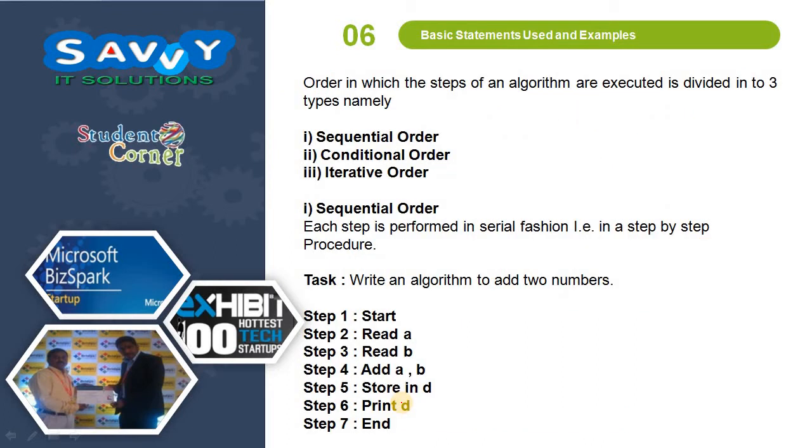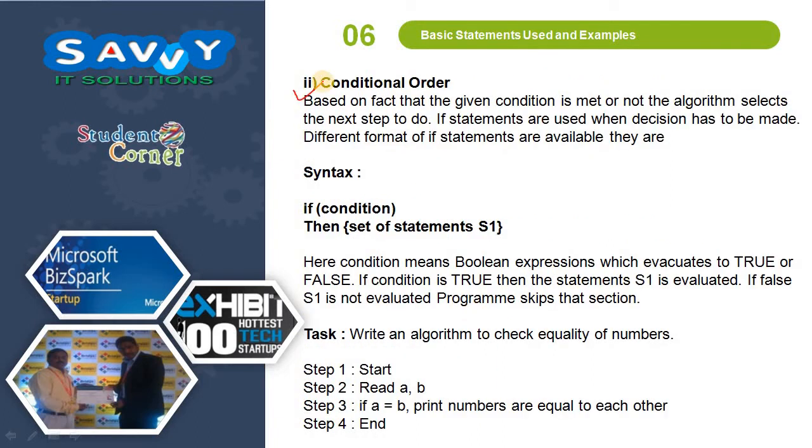Now, the order in which the steps of an algorithm are executed is divided into three types: sequential order, conditional order, and iterative order. Sequential order means a step-by-step procedure, sequentially: first step, second step, third step, fourth step, it will be executed like this. And conditional means if the condition is true, some statements will be executed.